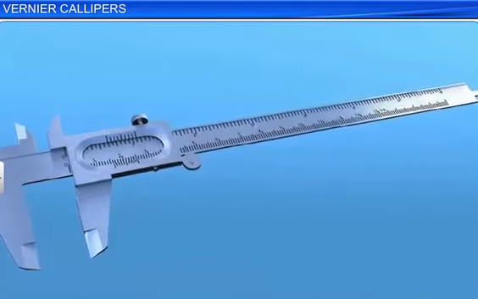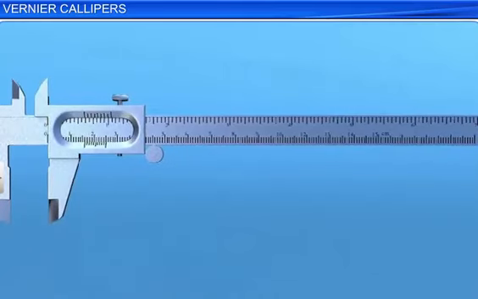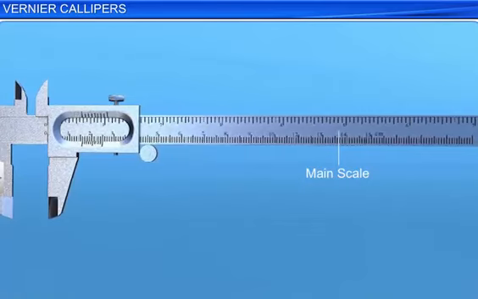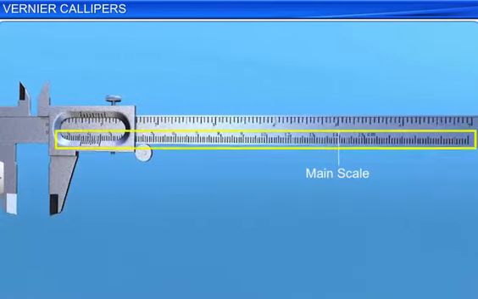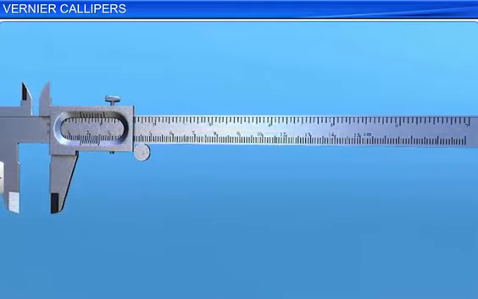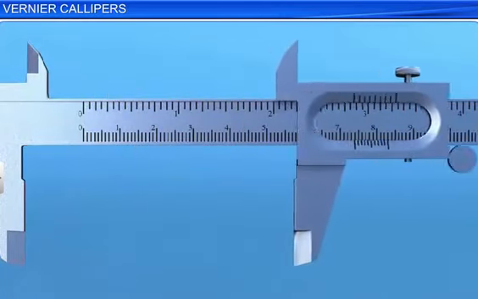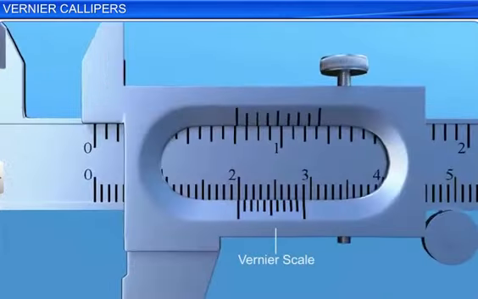A vernier calipers consists of two scales. One is called the main scale or ordinary scale, which is fixed. The main scale is graduated in centimeter and millimeter. The other scale, which slides along the main scale, is called the vernier scale. The vernier scale is graduated in divisions that are less than 1 millimeter.